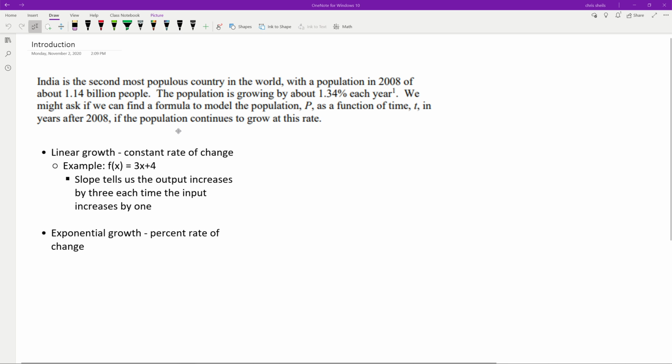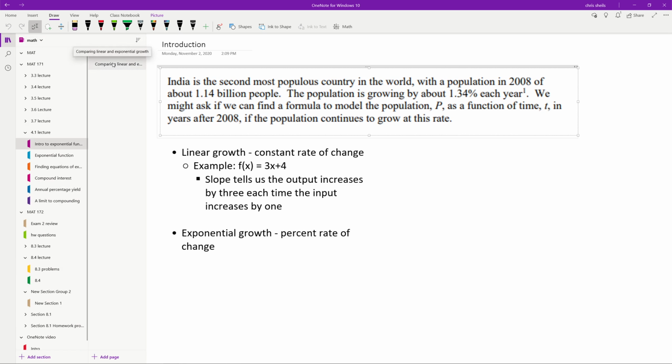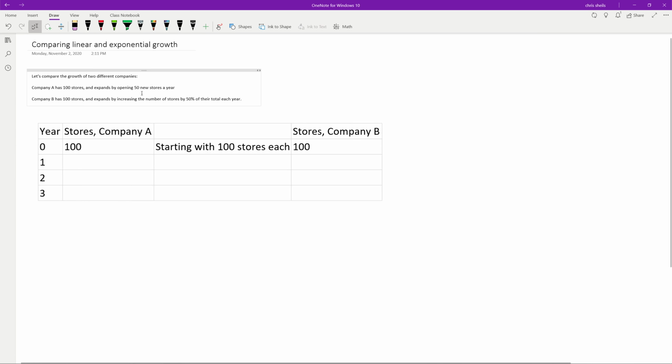Now, recall that linear growth is where we have a constant rate of change. For example, linear growth would be something like f of x equals 3x plus 4. The slope of this equation tells us that the output increases by 3 each time the input increases by 1. In contrast, exponential growth is going to be about percentage rates of change. So if I compare these two ideas, let me make this text a little bit larger.